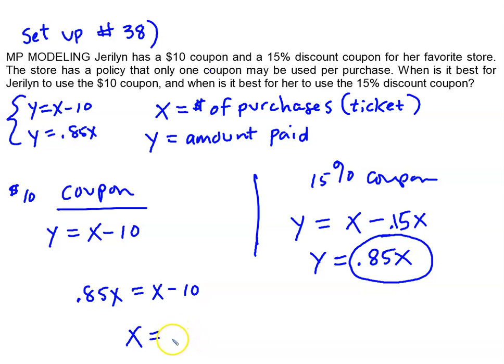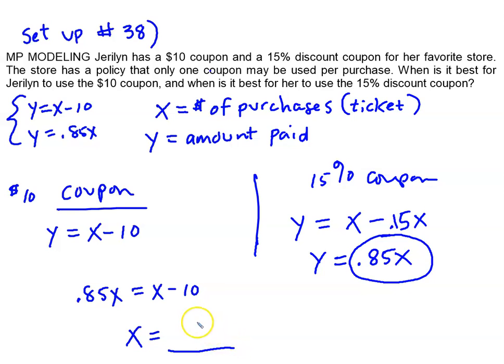Well, then I want you to pick a number that's either above or below that and plug that number in for x and let that help you decide, okay, when would it be better to use the coupon 15% off or the $10 off. Okay, so I'm not going to give too much away.